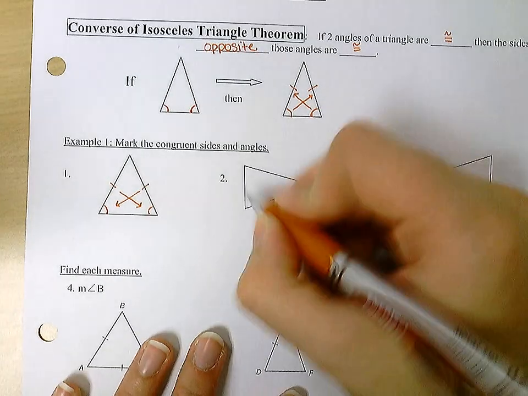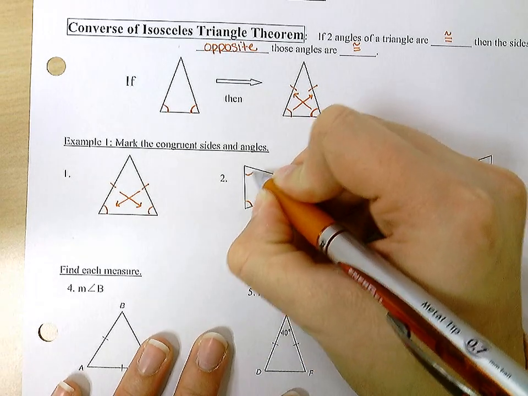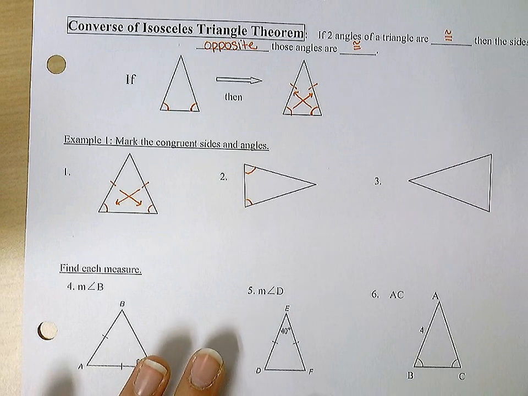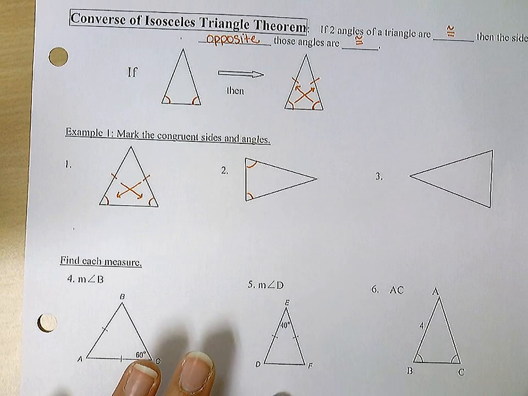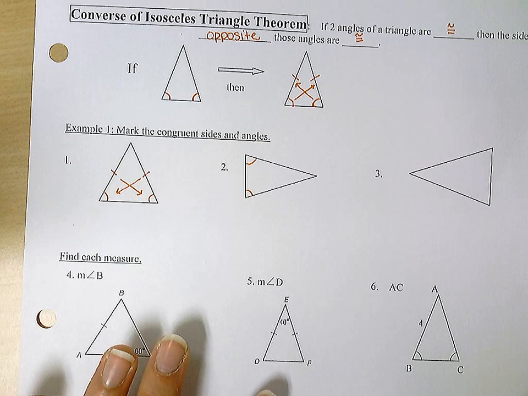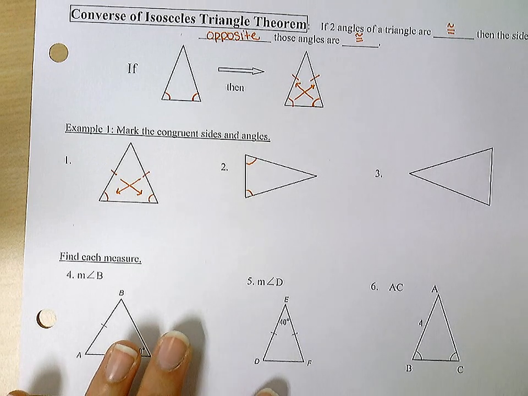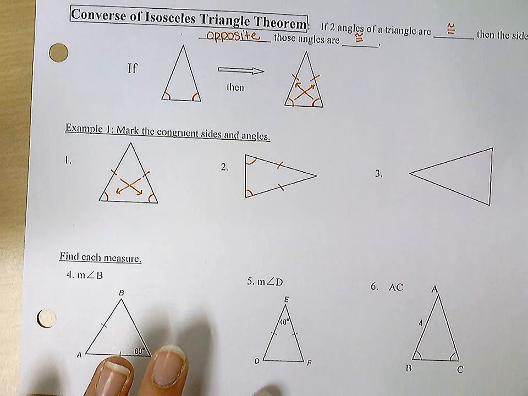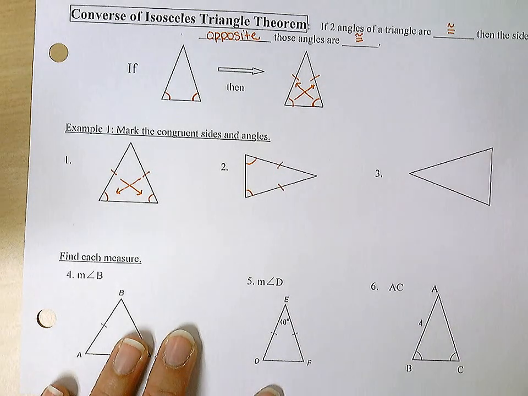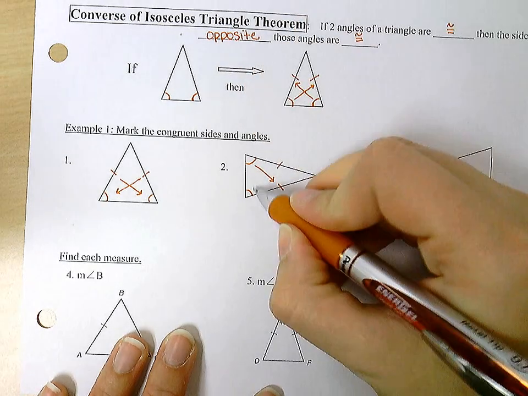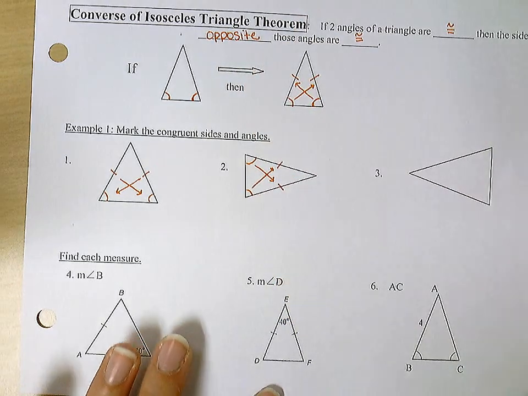Now, number 2, let's do the opposite. If I have these two angles labeled as congruent, label your congruent sides. Label the sides that have to be congruent, given those two angles are. You should have these two sides labeled. Again, across from that angle, across from this angle.